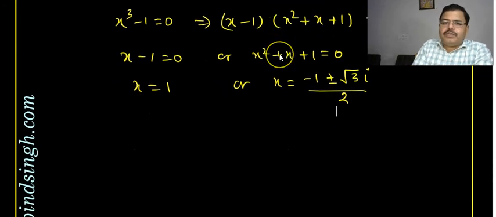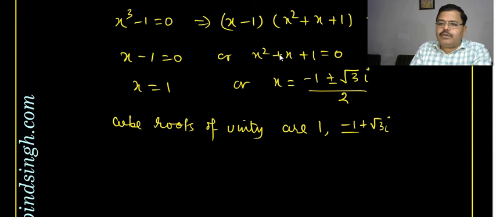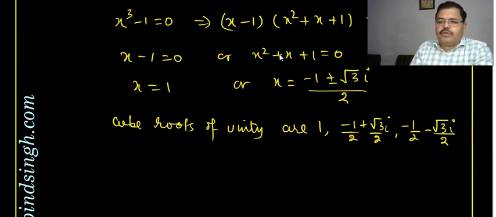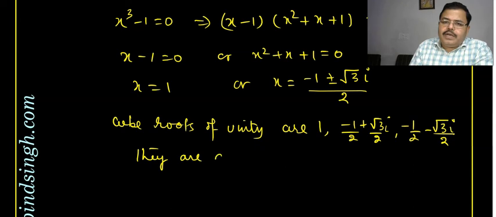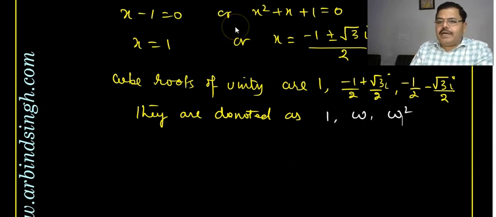So there will be 3 roots. So cube roots of unity are one, that is the real root, and minus 1 plus root 3 iota by 2, that is one imaginary root, and the second imaginary root is minus 1 minus root 3 iota by 2. So these are cube roots of unity. They are denoted as 1, omega and omega square. Why is it so? Because if one of them is omega, then the square of this will be another one.